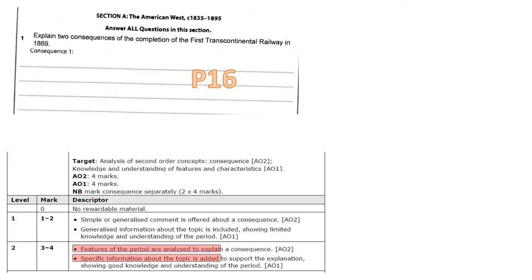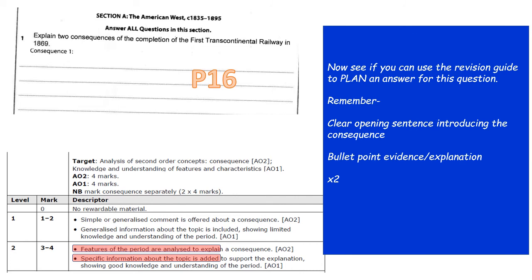Okay, and this is just one final opportunity to practice our technique on the consequence question. This time I don't require you to write the answer out in full, but what I want you to do is look at this question, which is: explain 2 consequences of the completion of the first transcontinental railway in 1869. You can find details about that on page 16 of our revision guide, and see if you can use the guide to plan an answer for this question.